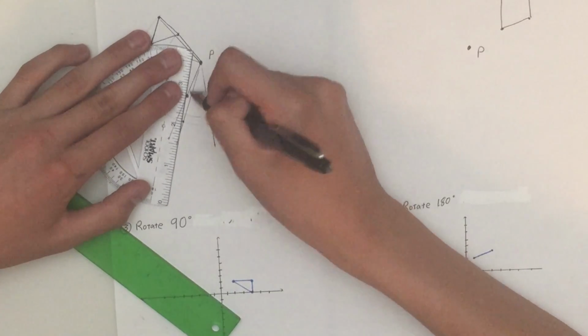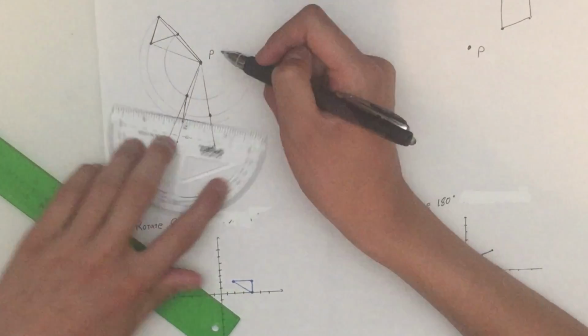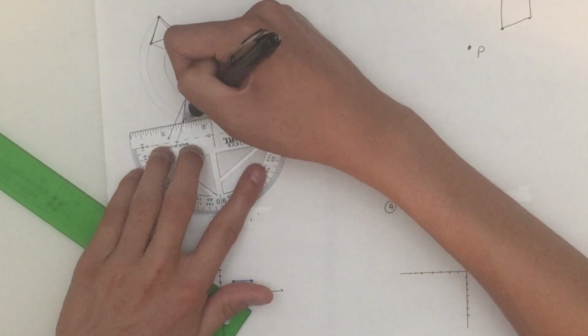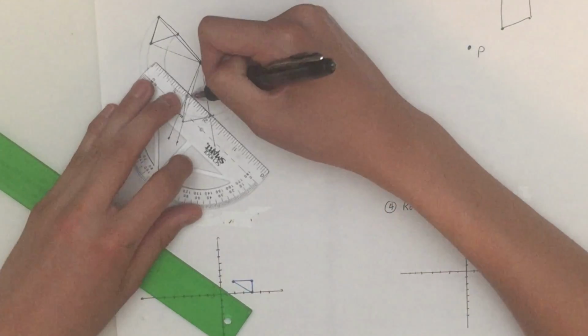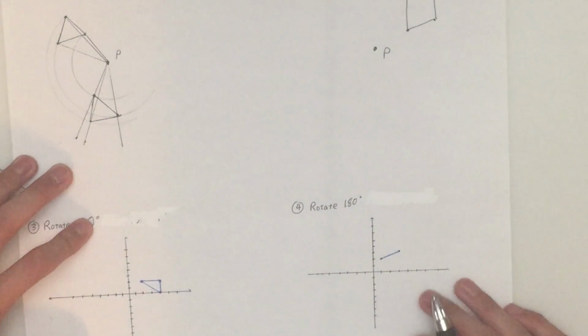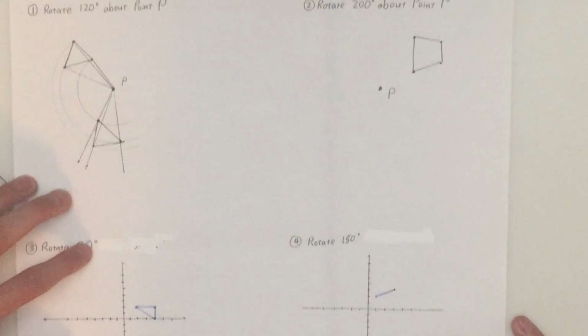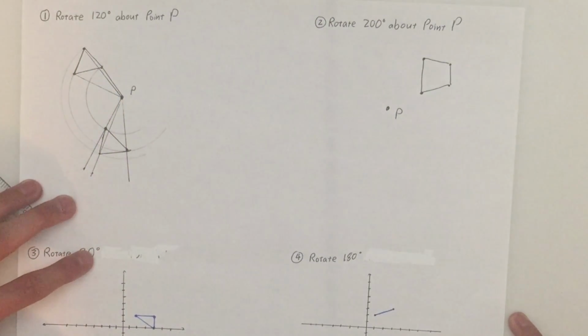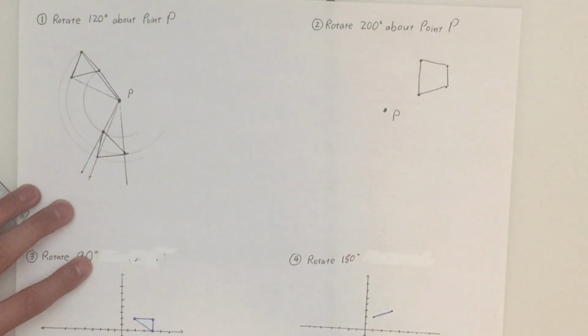And now we have our final answer, which is this triangle, which has been rotated 120 degrees counterclockwise. So there we go. Let's move on to this one. Rotate a trapezoid 200 degrees around point P.